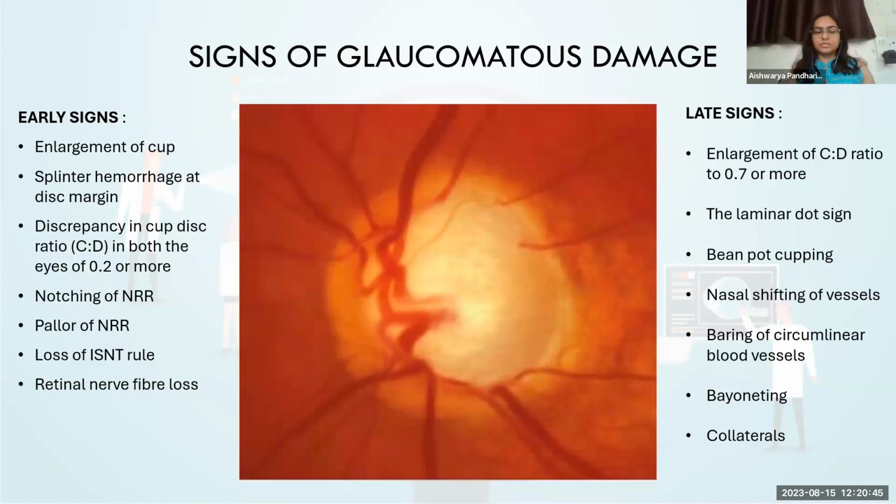Early signs include enlargement of cup, splinter hemorrhage at disc margin, discrepancy in the cup disc ratio in both the eyes of 0.2 or more, notching of NRR, pallor of NRR, loss of ISNT rule, retinal nerve fiber loss.